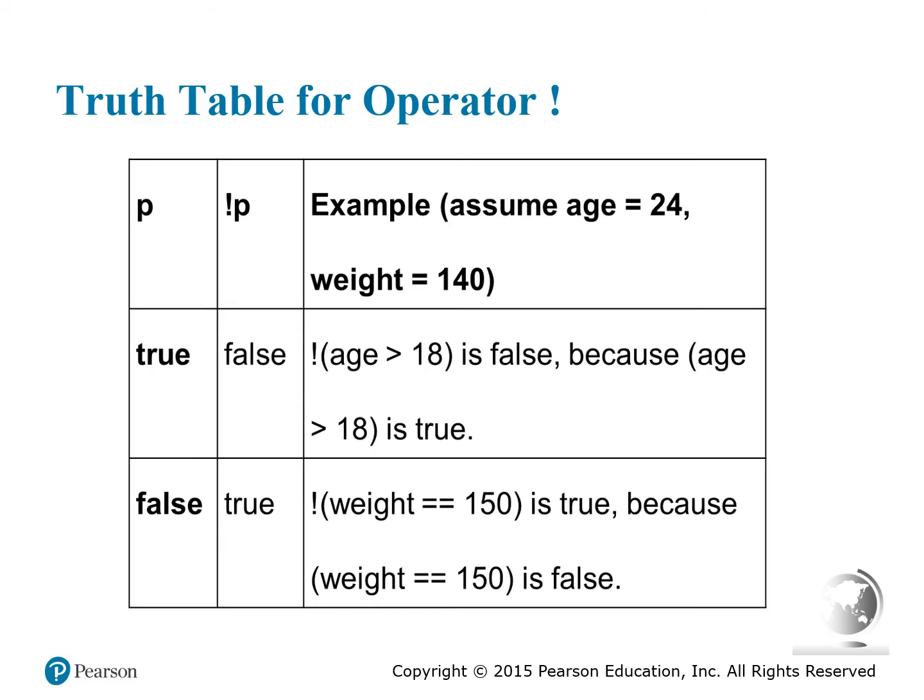Logical negation serves as a toggle to change the value of an expression. It is a unary operator, which means it requires only one operand. If an expression evaluates to true, then the logical negation of that expression, achieved by putting an exclamation point in front of the expression, changes its value to false, and vice versa.